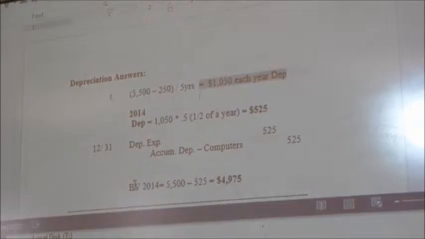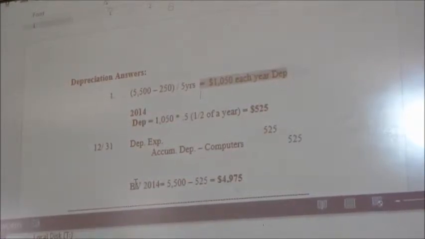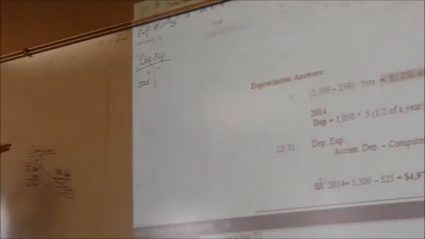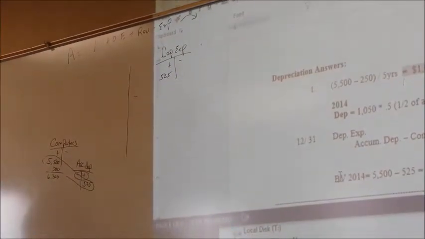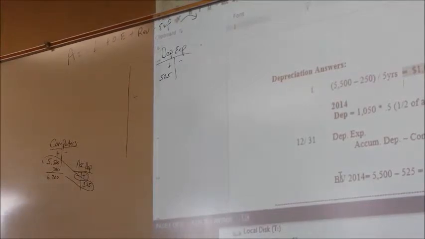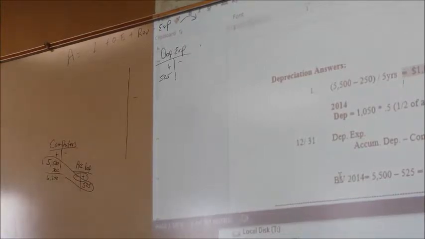For computers, is that just like another way of saying it's equipment? Yeah. Instead of putting vehicle or machine, equipment can be broken down. I'm just breaking it down to exactly what it is. Okay. So now determine, with the new stuff you got, the journal entry for the end of 2015.